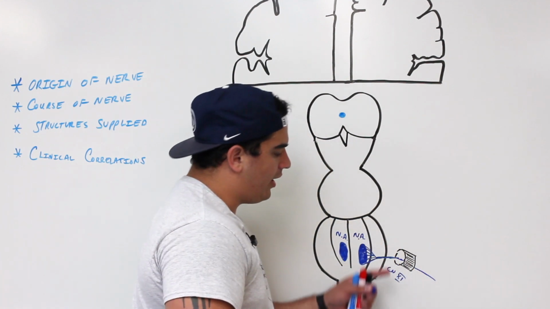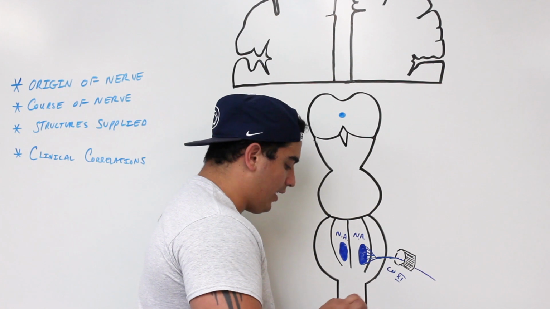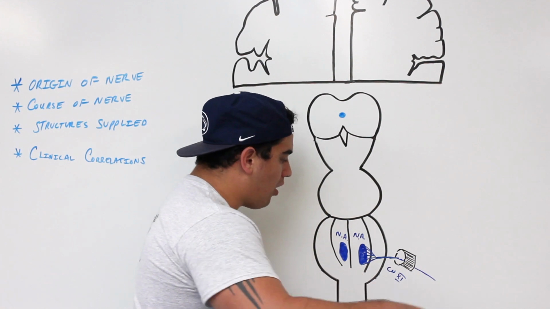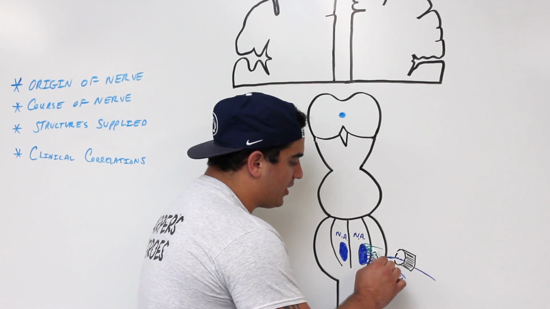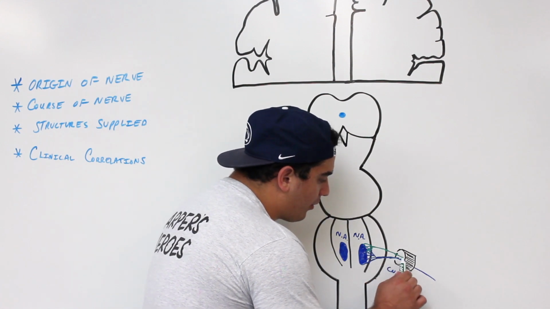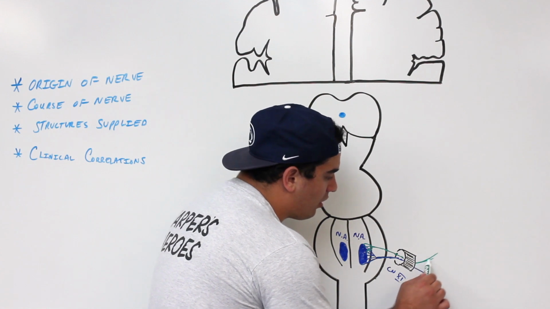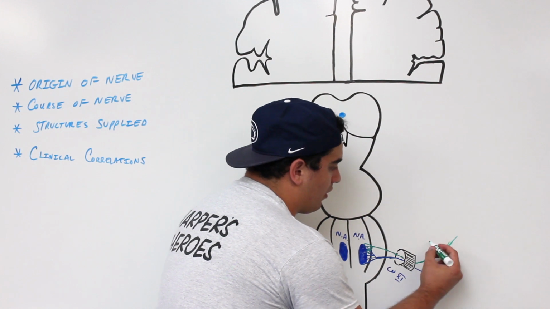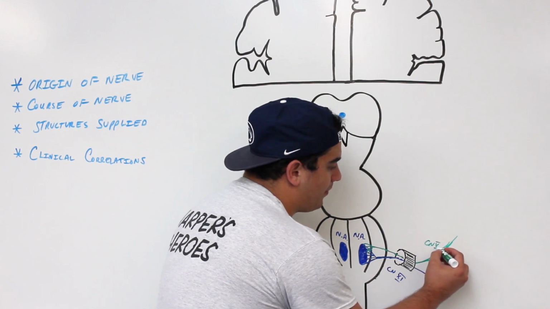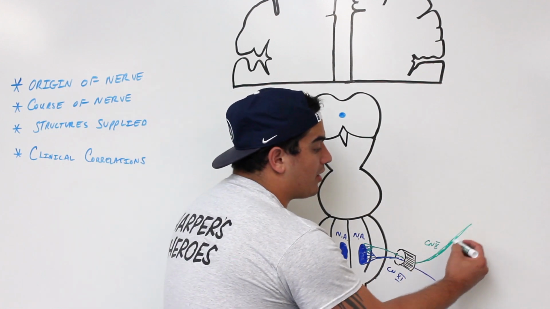Well, all the fibers will move through here. But there's another nerve that's moving with it. Let's do this nerve in green. It's also going to have its rootlets coming out of the nucleus ambiguus, and it's also going to be moving through the jugular foramen. This green nerve is the vagus nerve. So what is this nerve? Cranial nerve 10.